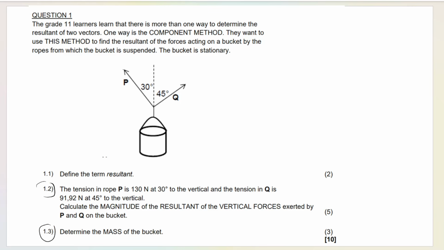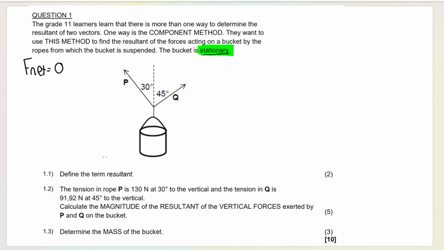So this question is an interesting question. We've got a bucket over here, and they're saying that the grade 11 learners learn that there's more than one way to determine the resultant of two vectors. One way is the component method, and they're going to use this method to find the resultant of the forces acting on the bucket, and they say the bucket is stationary. That over there is our only indication, actually, that this is an equilibrium question, or a forces in equilibrium question. The net force is 0 when we have an object in equilibrium.